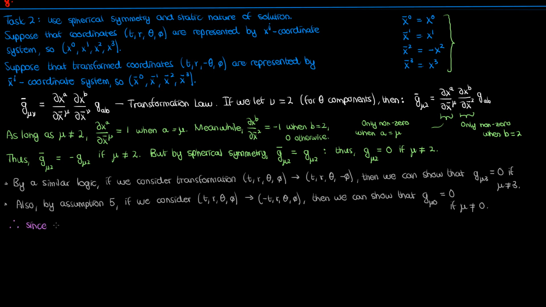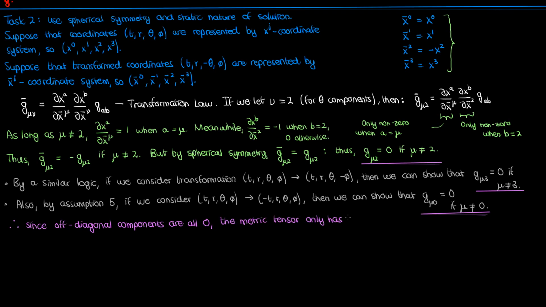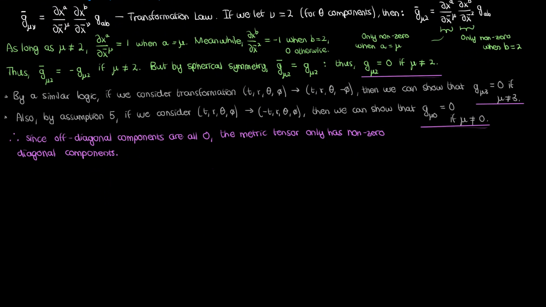So anyway, because of these three conclusions, which basically say that the off-diagonal components of the metric are all 0, we can conclude that the only non-zero components are the diagonal components, so the metric is represented by a diagonal matrix. But what do these diagonal components look like?